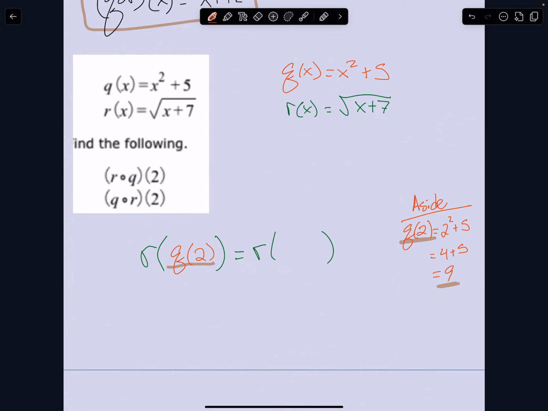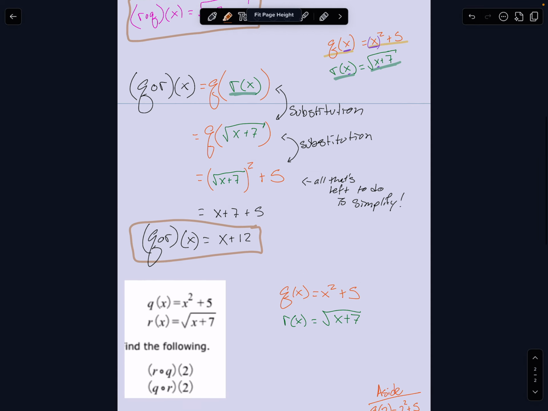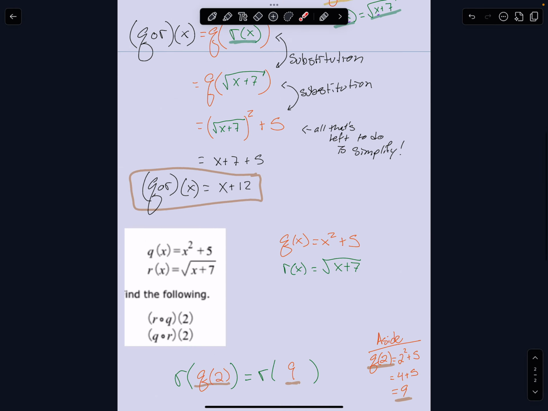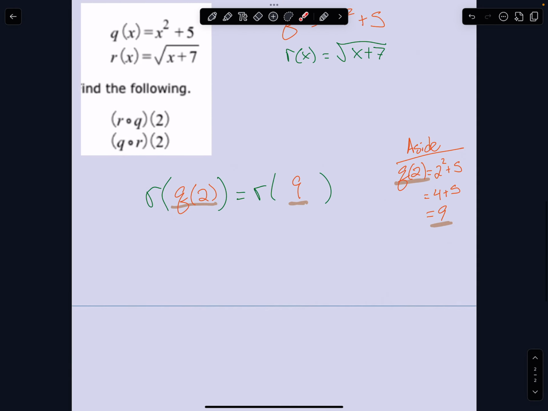So q of 2 is equal to 9. And so again, it's substitution, the same way that when I substituted this guy for that guy. It's just substitution, right? That's it. We're just substituting. Okay, so now I'm going to do r.